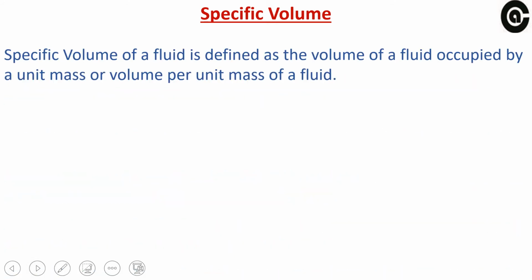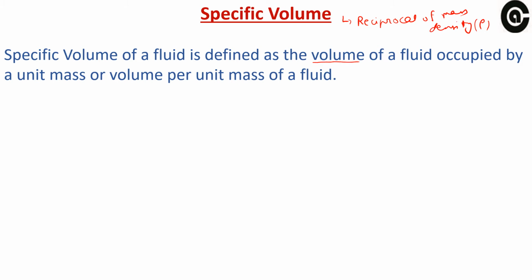The next property is specific volume. Specific volume is basically the inverse of the mass density of the fluid. It is the reciprocal of mass density, that means rho. Now in words, we can write it as the volume of a fluid occupied by unit mass, or volume per unit mass of a fluid.